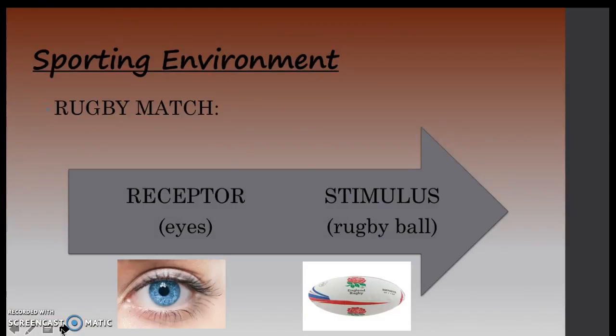Now I'm going to discuss how the nerve impulses are transmitted throughout the body. Here we start with the stimulus, which is a change in the environment, and in this case I'm going to use an example of a rugby ball coming towards a player in a match. Here, the receptors are the player's eyes, and the stimulus is the rugby ball. Therefore, the player is going to want to catch and receive this rugby ball.